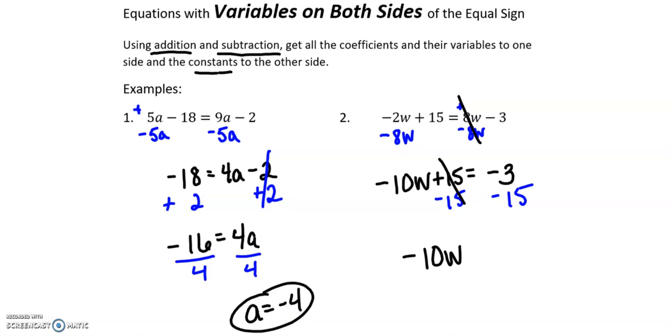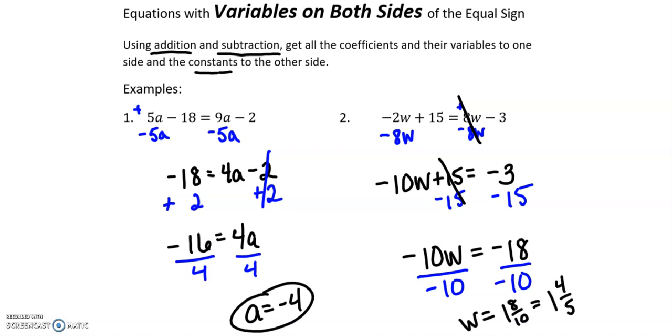So we still have negative 10w on the left. When I combine negative 3 and negative 15, they're the same sign, so I add and keep the sign. So negative 18. Divide. This doesn't divide nicely, so I'm going to just make it into a mixed number. So w equals 10 goes into 18 once with 8 left over, so 1 and 8/10, and it is positive because it's a negative divided by a negative, and that reduces to 1 4/5.